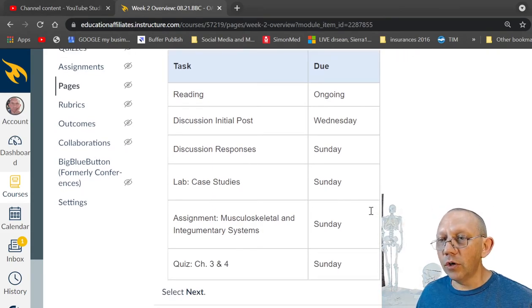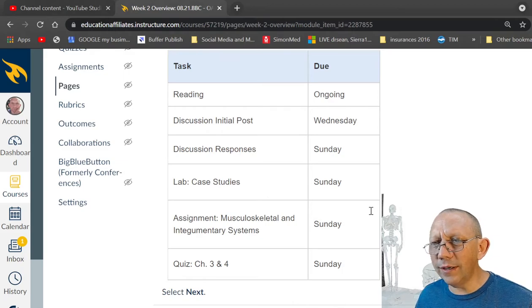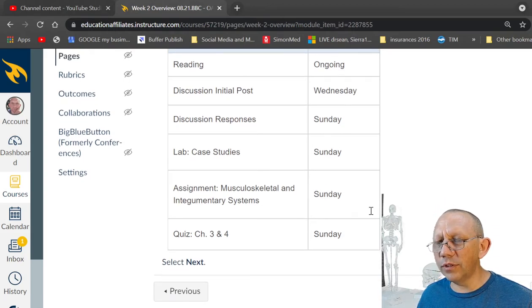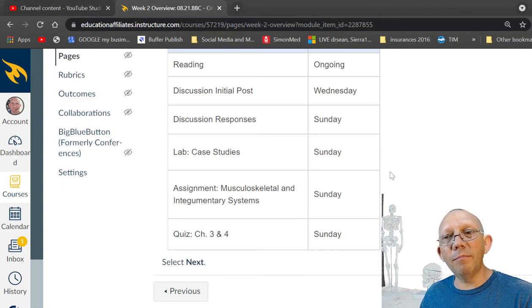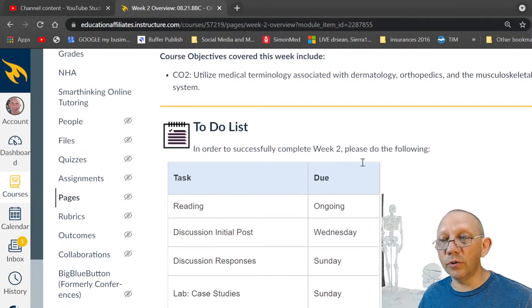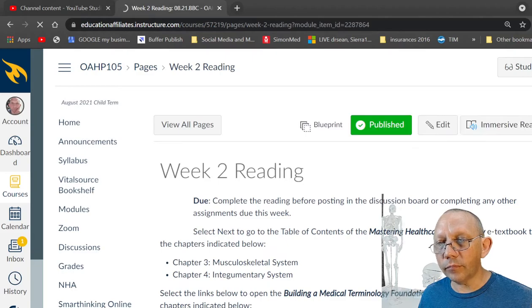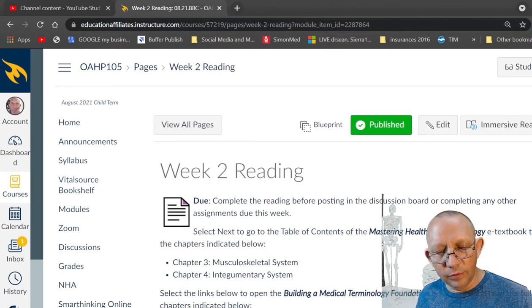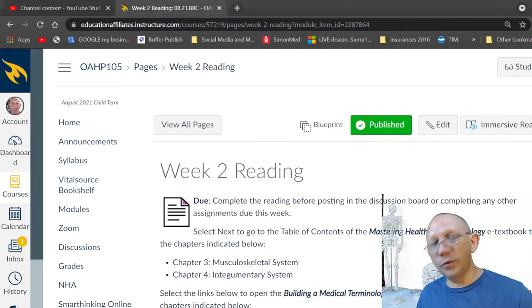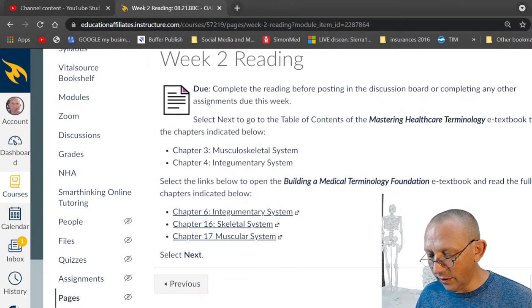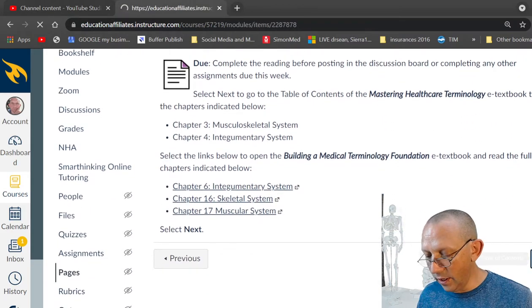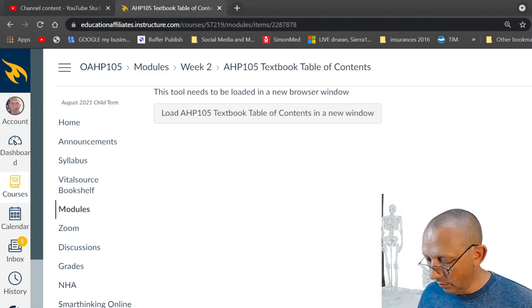So task reading is ongoing, discussion post is ongoing. Remember, the initial discussion post is due Wednesday. And then after that, you can do your response to those. Remember, you have to have 2 responses to each one of those. So don't forget that. We'll go through this whole thing here.